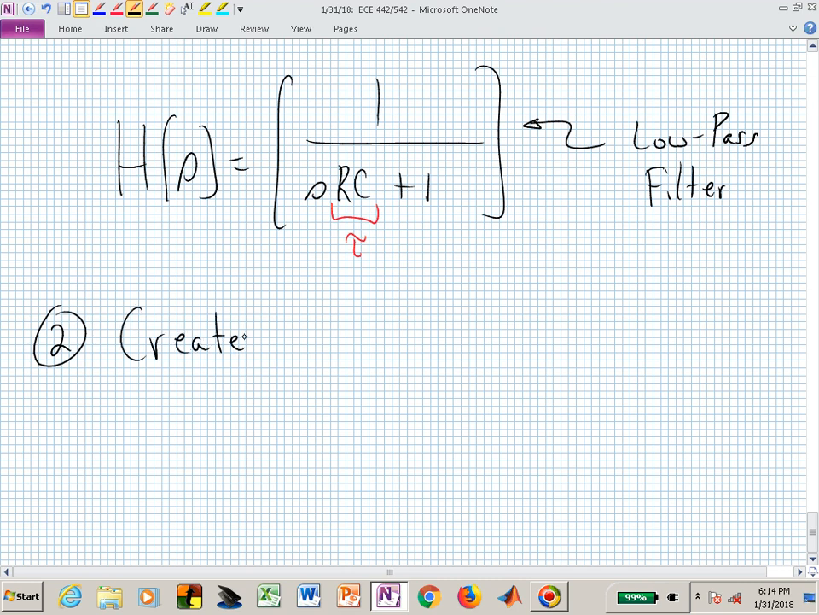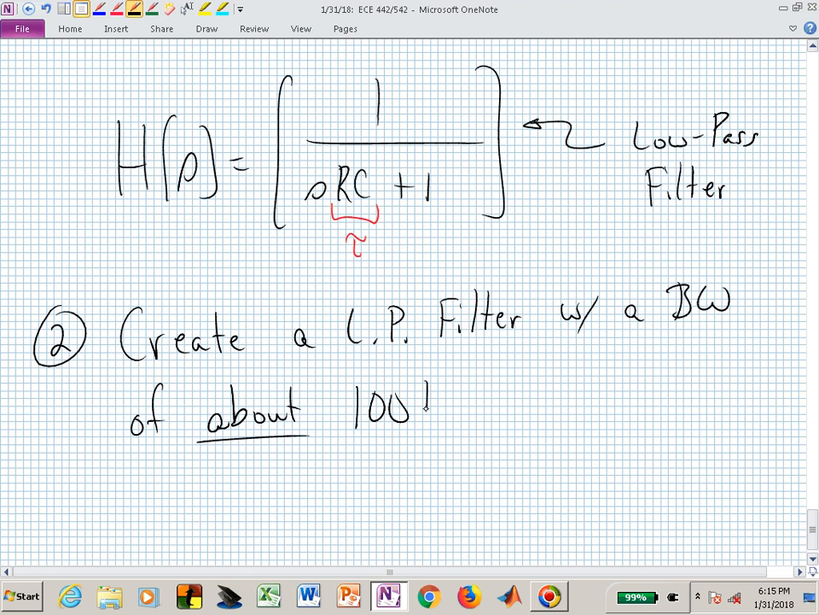change that just a little bit. Let's create a low-pass filter with a bandwidth of, and here I'm going to put in a sort of, I don't know, a fudge factor. I'm going to say of about 100 hertz. The about is going to arise because I'm going to get tired of using pi. I'll just replace it with 3.